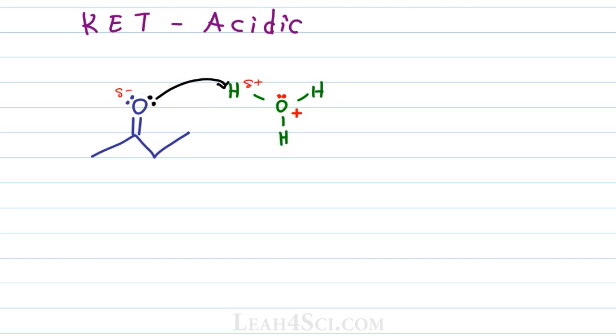Since hydrogen can only have one bond, the electrons between hydrogen and the green oxygen collapse onto the oxygen, and this is the first step that you'll see in every carbonyl reaction under acidic conditions. This is the protonation or activation step.